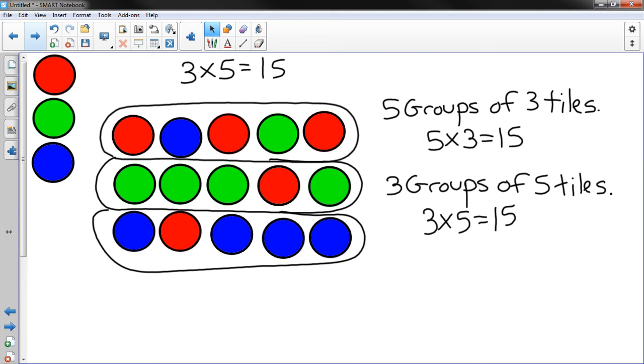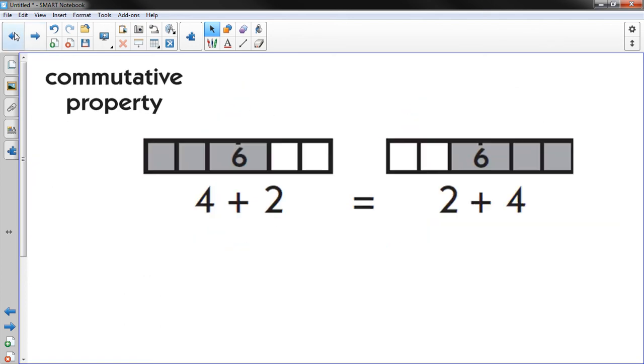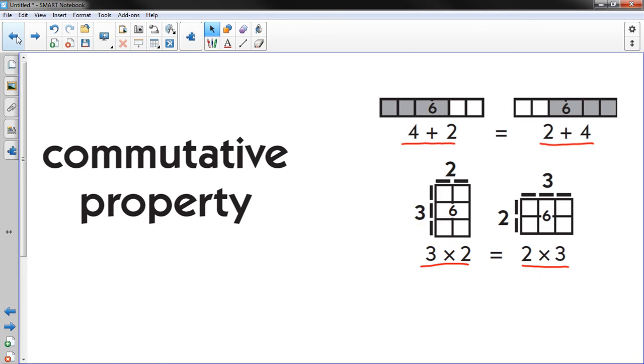And that is true of addition or multiplication. I hope this has been helpful to you. I have a feeling, though, that you are familiar with this. You just might not know the fancy word for this property, which is the commutative property, which is right there. And it works for addition and multiplication.